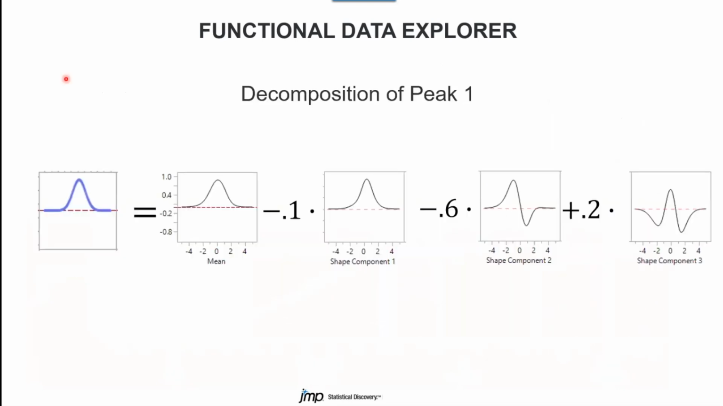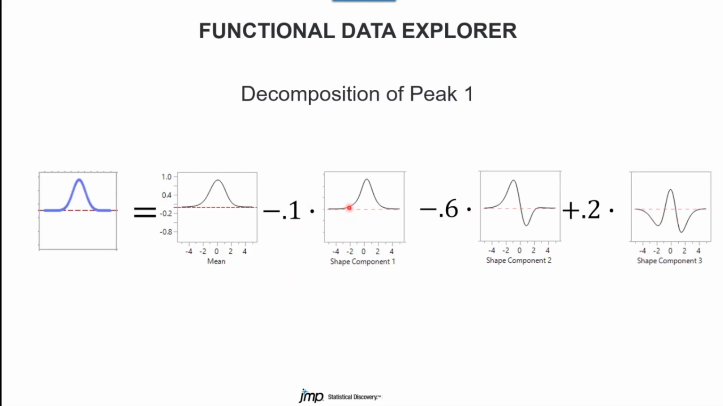So a little bit more on functional principal components. Here's one of the actual curves that was in the original data. This one is equal to approximately the function's mean minus 0.1. So this is the functional principal component score for this batch, this is actually peak 1. So it's peak 1 times this shape, minus 6 times the shift shape, and 0.2 times the third shape.